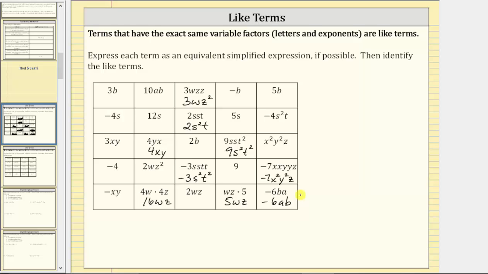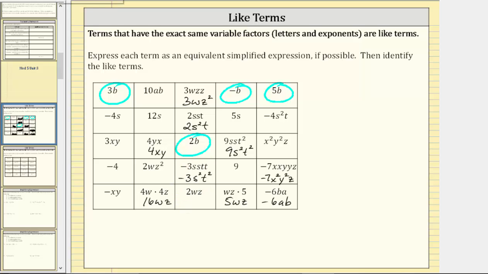And again, the like terms are the terms that have the exact same variable factors, meaning the exact same letters and the exact same exponents. Notice the first term is 3b. This term has exactly one factor of b. Let's circle all of the b terms, which will all be like terms. So 3b, -b, and 5b are all like terms. Let's see if there are any other b terms. Here's 2b. Now I think we have all of the terms that have exactly one factor of b. These four terms are like terms.